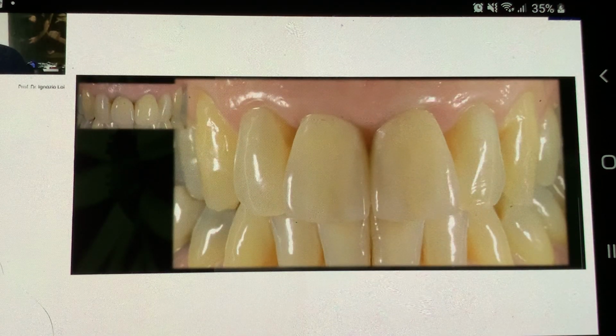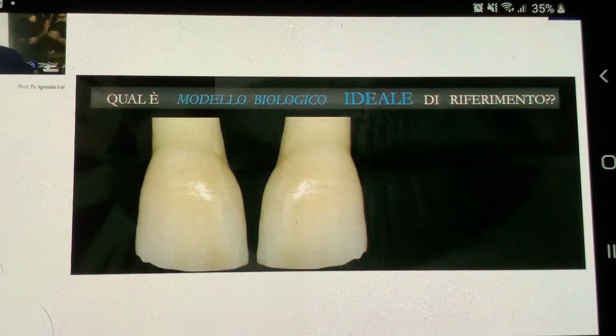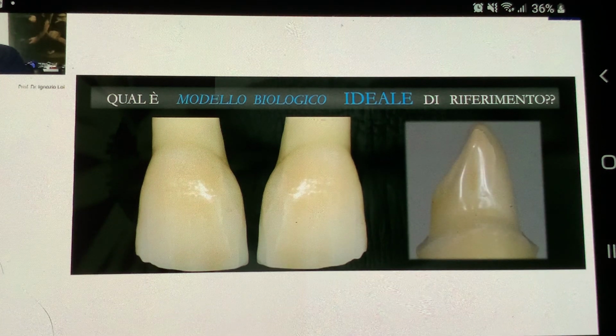Actually, the essence of the BOPT, which of course has a bit more complex procedures in terms of the realization, is actually almost exclusively this. What is the biologic model from which we started to treat cases like this? Well, the starting biologic model is natural teeth, because we don't have teeth which have a thickness in nature.